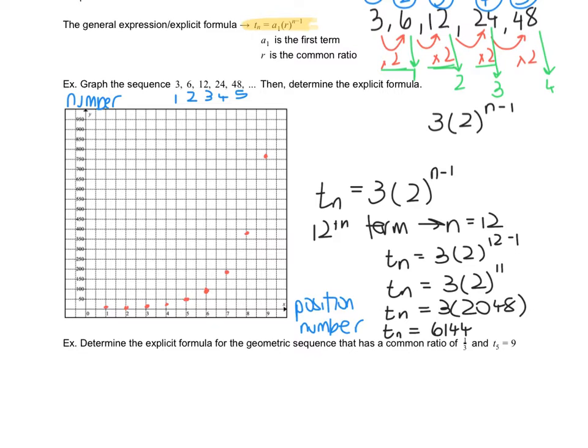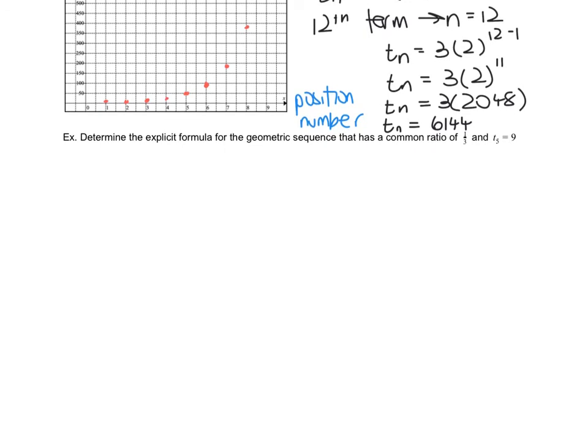All right, let's try another example where I don't actually give you the entire sequence. So determine the explicit formula for the geometric sequence. So we know we're going to use our new explicit formula that has a common ratio of 1/3, and T5 is 9. So I'm going to look at this important information and start with the common ratio. So that means r is 1/3. And for T5 equals 9, that just means that the fifth number is 9, which also means n equals 5.